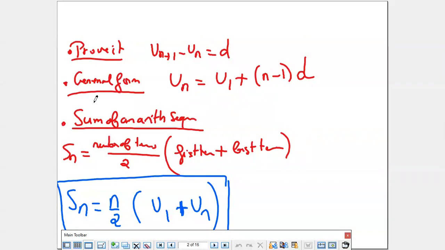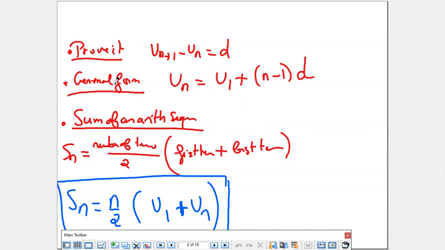If you have a sequence, how do you prove that it's an arithmetic sequence? You need to use the general form for proving. You cannot just do the difference between two terms. You need to do u(n+1) minus un. So if it gives me a constant, it means it's an arithmetic sequence.